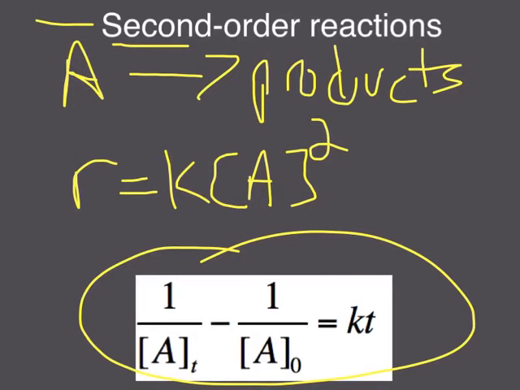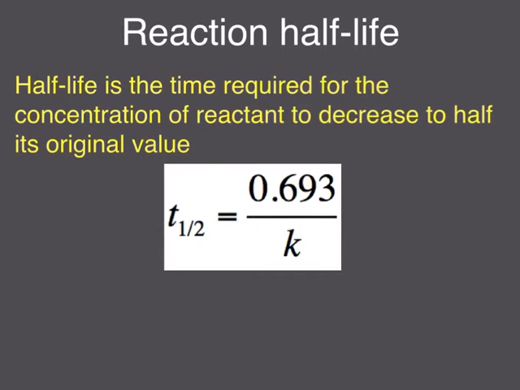Okay, let's move on. Finally, we have something called the reaction half-life. A half-life is the time required for the concentration of the reactant to decrease to half of its original value. This equation here is specifically the half-life equation that you see in your textbook for first-order reactions. That's all it is. The half-life equation is useful because it gives us an estimate of how big the rate constant is.